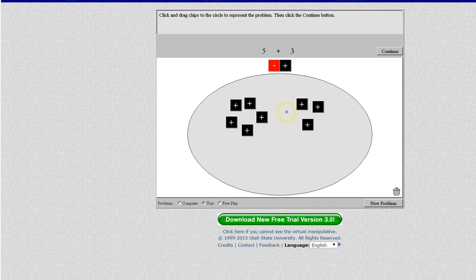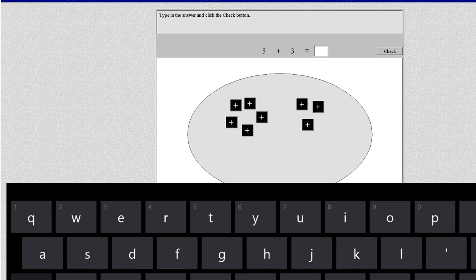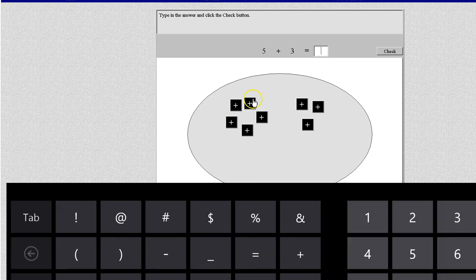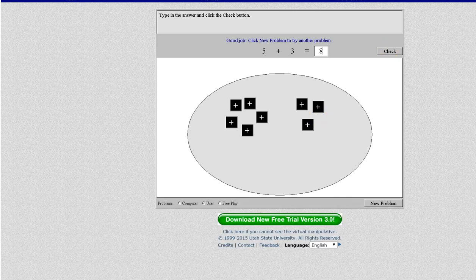So here are two amounts that we're combining together. And now when we think of combining them, we're going to look at all of them together and notice this equals a total of 1, 2, 3, 4, 5, 6, 7, 8 chips. Now we'll check it, and it looks good. So let's see how we'd represent this on paper.